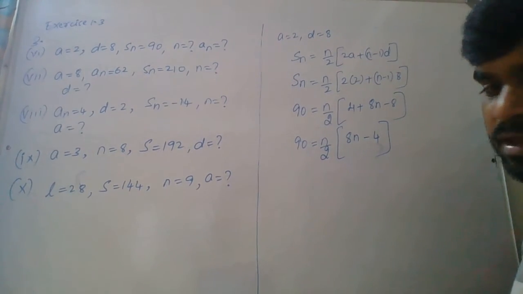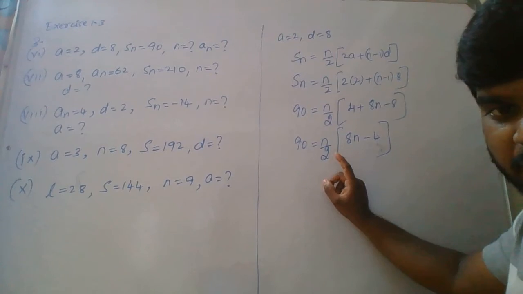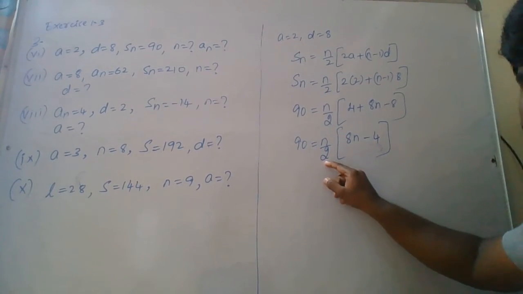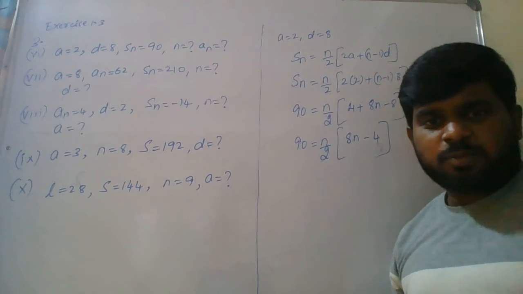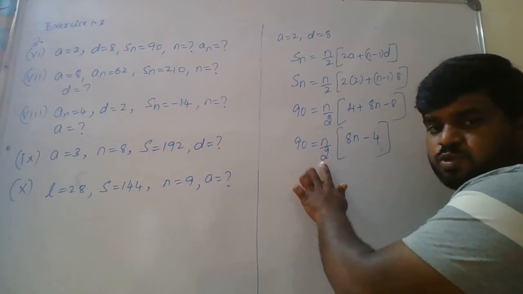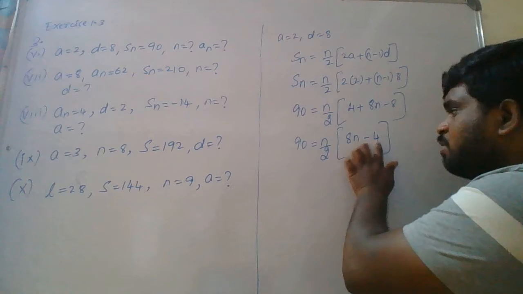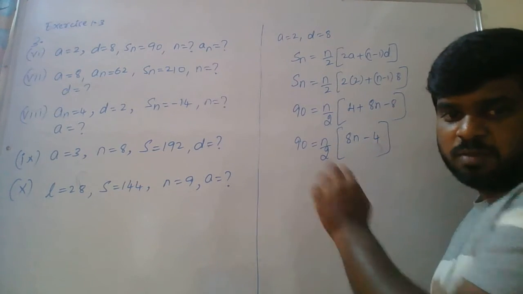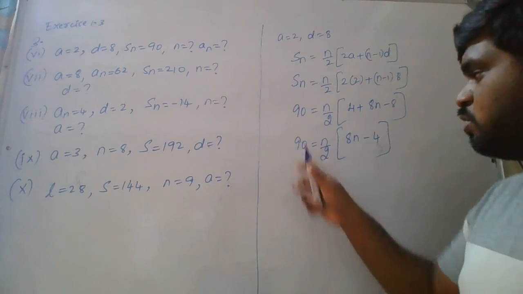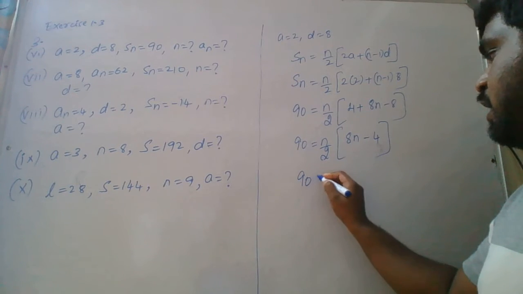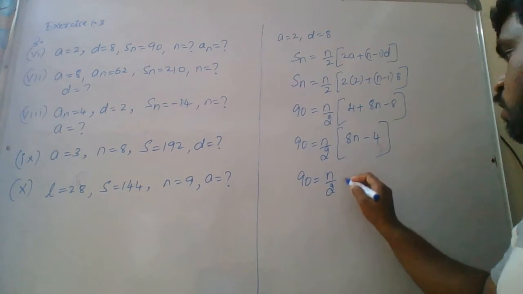So in this step, if you are able to take 2 as common, take it out and cancel with this 2. Otherwise, if you are not able to take common, send this 2 to the other side. If you are able to take 2 common, both the numbers are divisible by 2 here, I can take common. If not, send this 2 to the other side. So 90 equals n by 2.